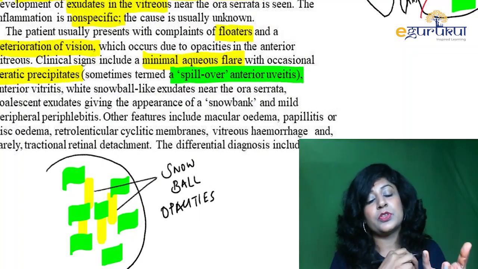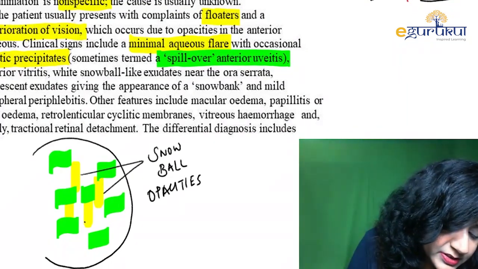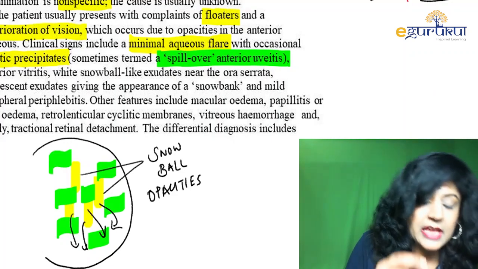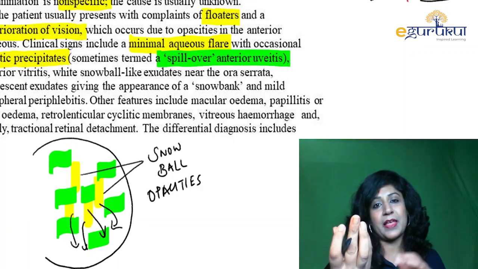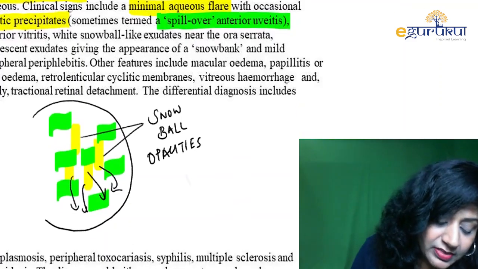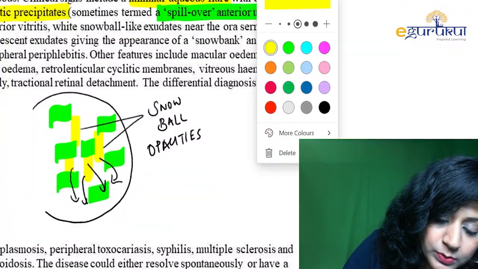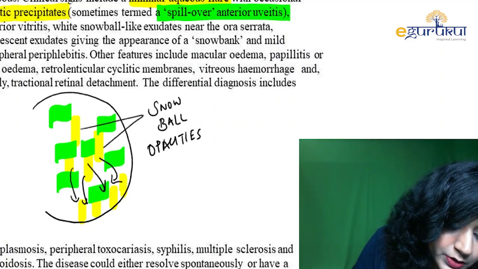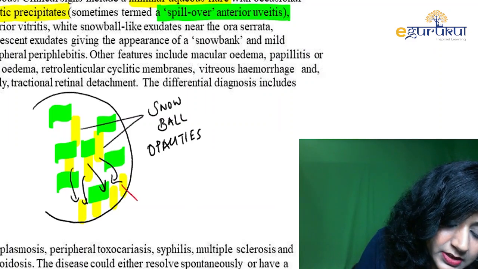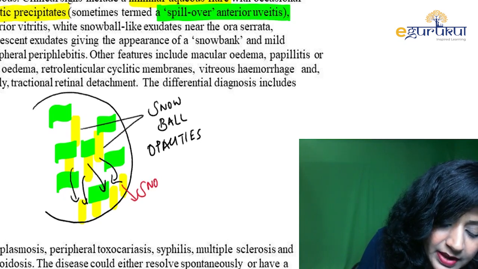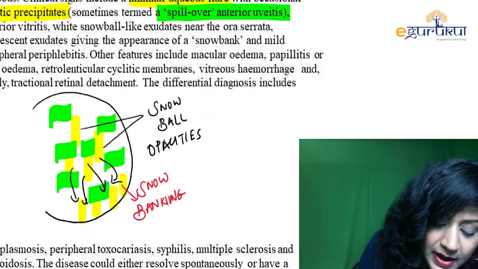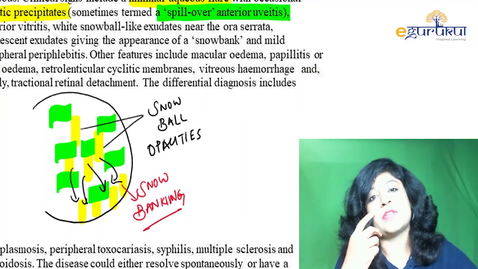Now what happens due to gravity? These snowball opacities will be settling at the bottom. I showed you in cases of sarcoidosis also that those snowball opacities were settling at the bottom, and when they are settled at the bottom, it could be something like this. They are settling at the bottom here. Then this is called snow banking. So snowball opacities and snow banking are again the two important signs of pars planitis.